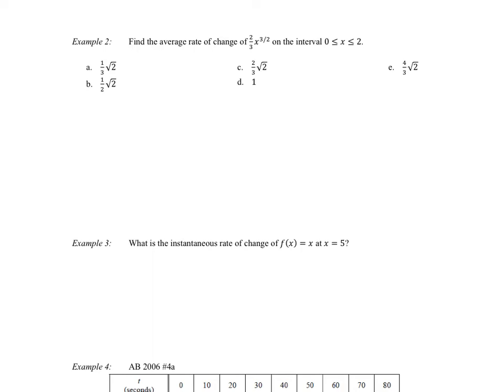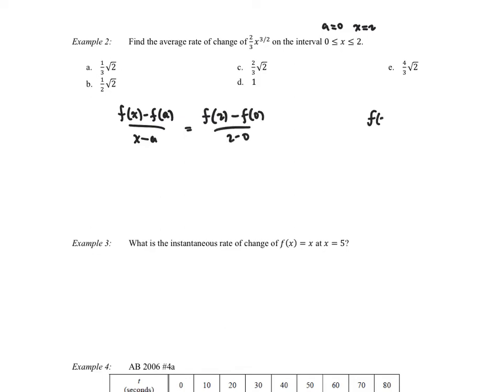Okay, example 2, find the average rate of change. Okay, average rate of change should immediately tell you that you are going to find the slope of a secant line. And for the slope of a secant line, I typically always default to the second form. So the slope of the secant line here would be f of x minus f of a over x minus a. And I'm going to call a 0 and x 2. Okay, so this is going to be f of 2 minus f of 0 over 2 minus 0.